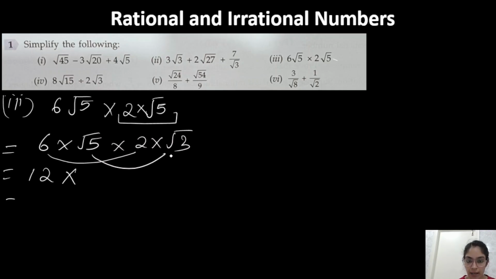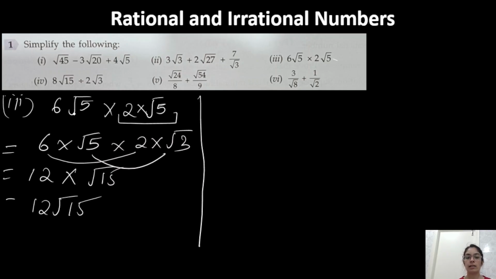So square root of 5 into square root of 3 equals square root of 15. So in this case, the answer will be 12 root 15. Now let's do the fourth part.